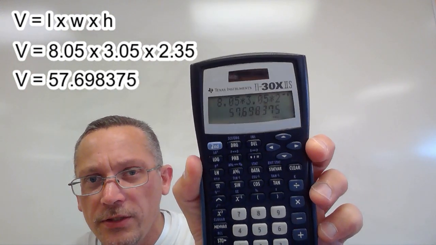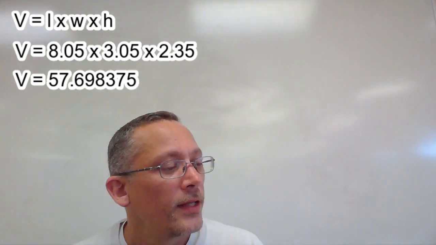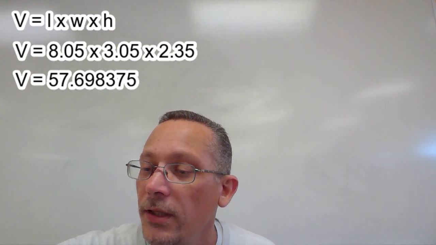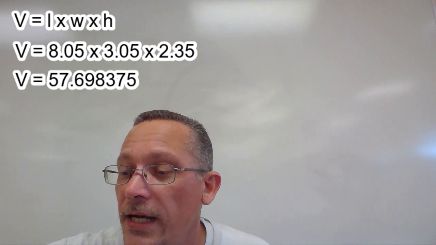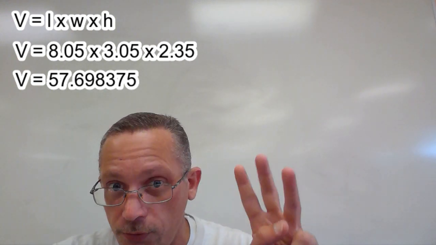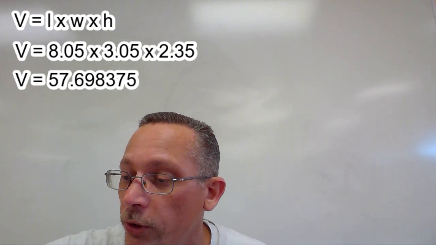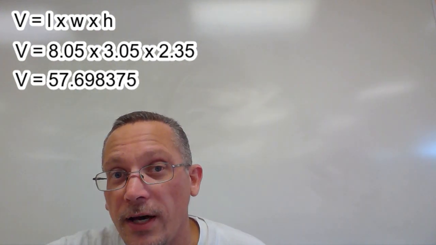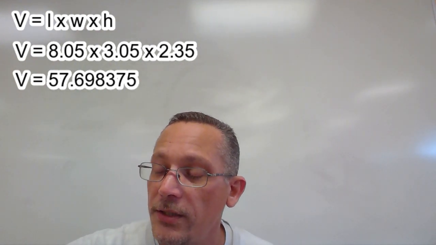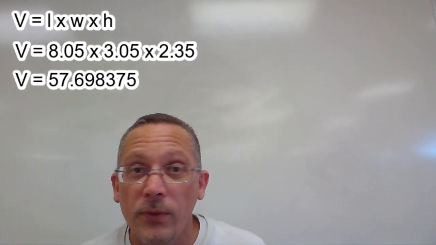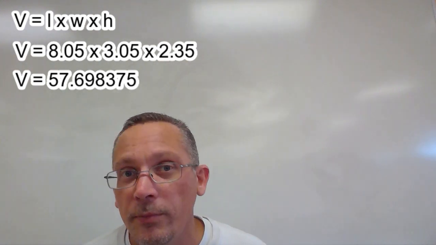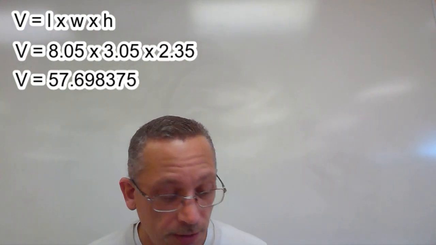So now, here's the thing, I have to round that number. That's a lot of digits in that number. And each one of my measurements had 3 significant digits. I had 8.05, which is 3 significant digits, 3.05, which is 3 significant digits, and 2.35, which is 3 significant digits. Remember, when we multiply, we have to round to the least number of significant digits. They all had 3. So I'm going to round to 3 significant digits.